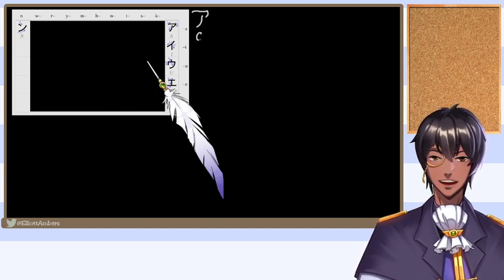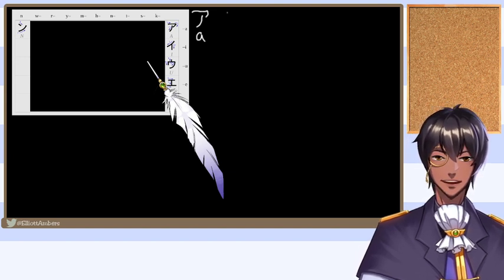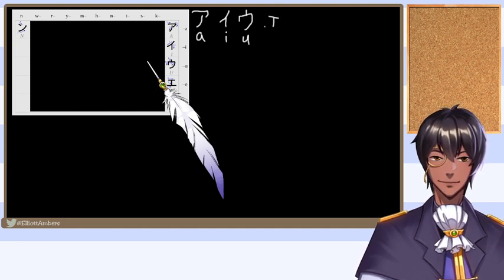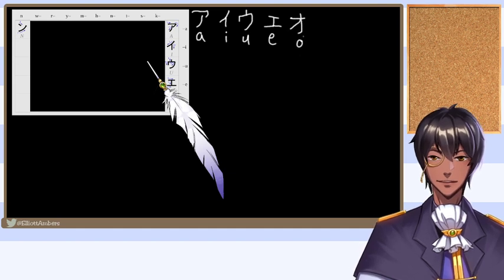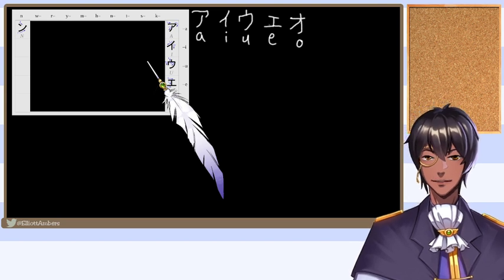This is A. E. We do a downward stroke like this, and then a second downward stroke like that. U. We do a downward stroke, a little small like that. Another downward stroke like this, and then that's U. E. We do a little horizontal, then a vertical, and horizontal. That's E. And then O. We go across, and down like this. And that's O. So here we have A, I, U, E, O.